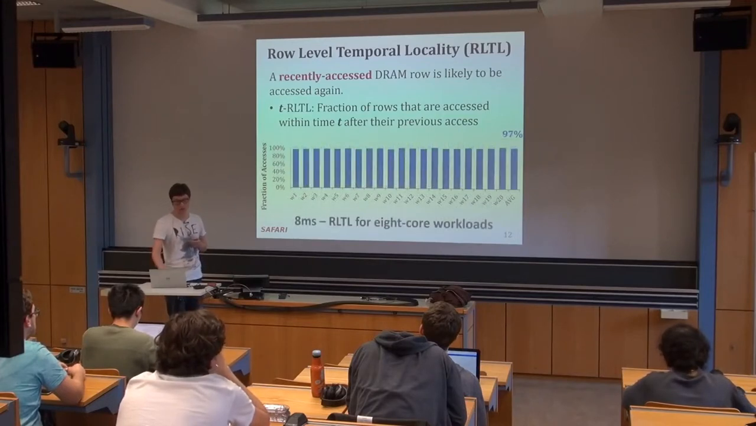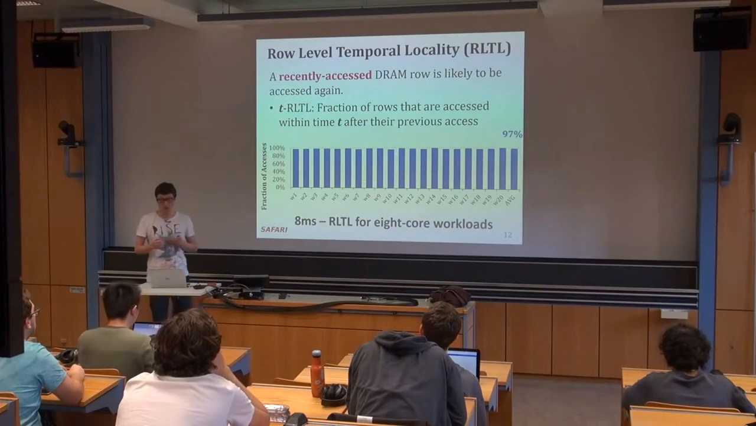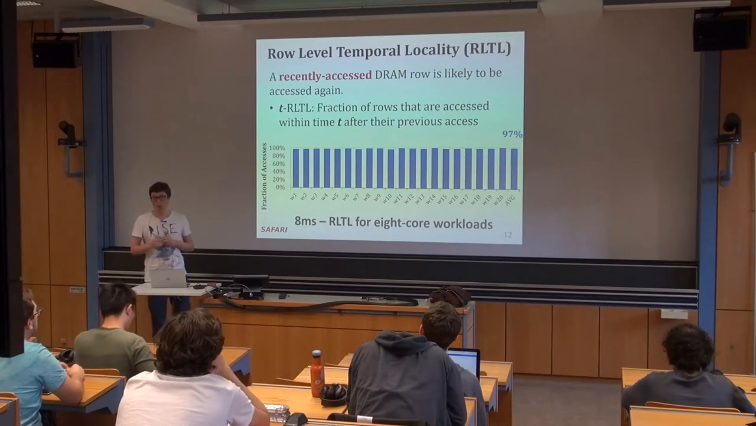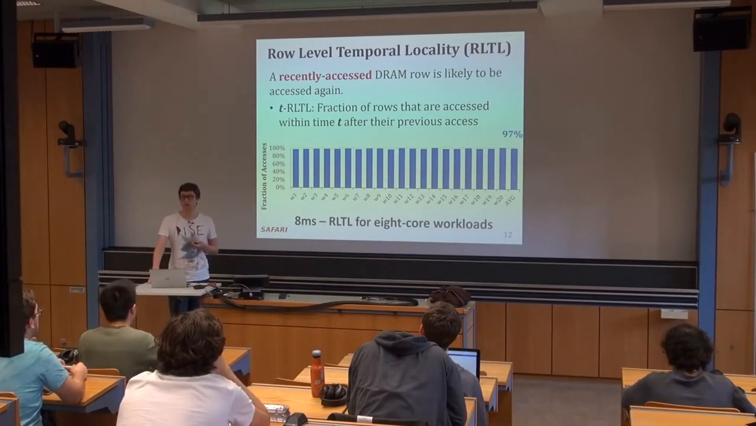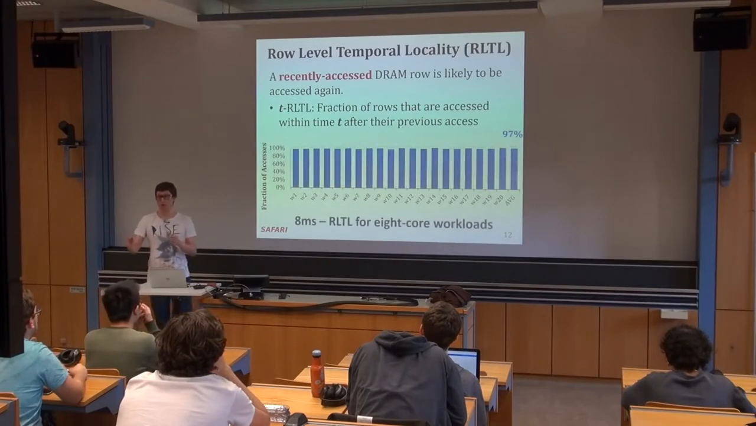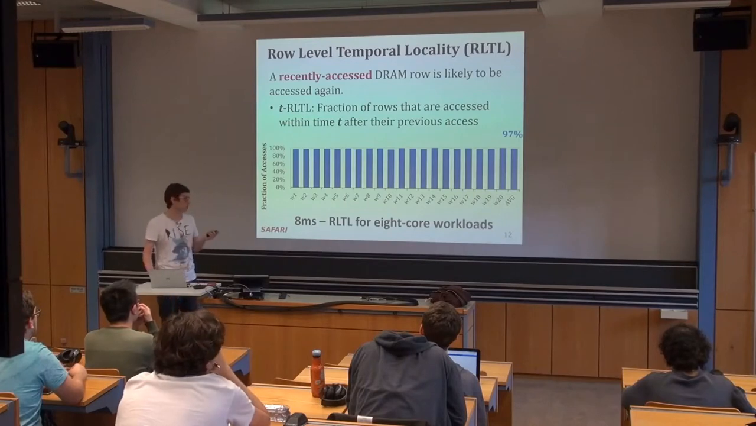We make similar observations for 8-core workloads. RLTL in this case is much higher. We call these multi-programmed workloads: we randomly choose 8 of the single core workloads and put them on separate cores, so we have 8 cores in total, each running one of those single core applications. And we find that RLTL is much higher, so there is much higher reuse.